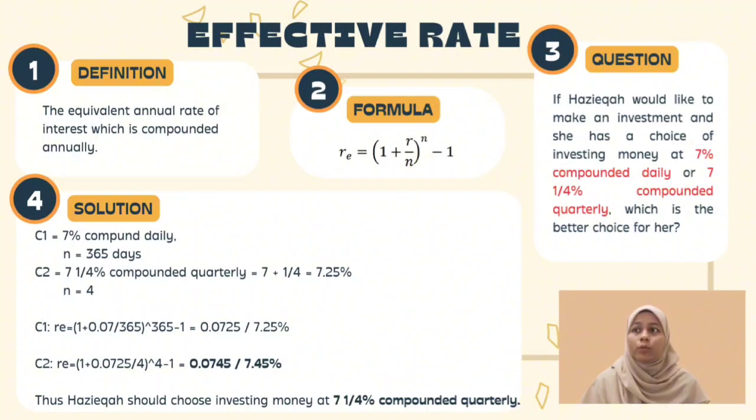Next, I'm going to explain about effective rate, whose definition is the equivalent annual rate of interest which is compounded annually. And the formula is like given here.